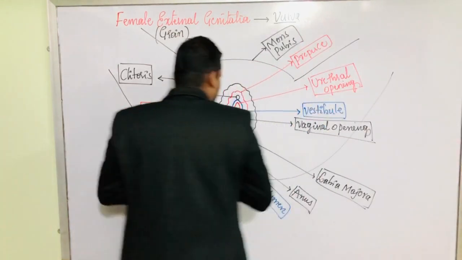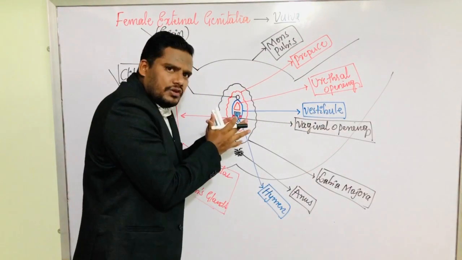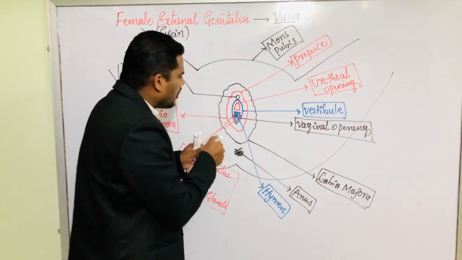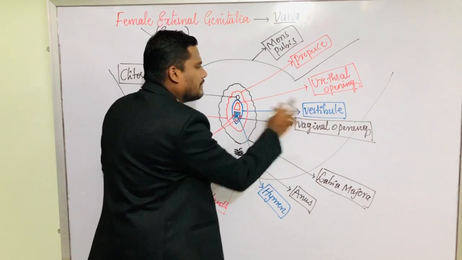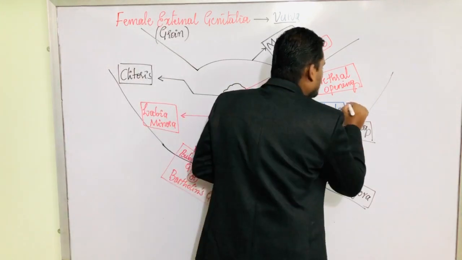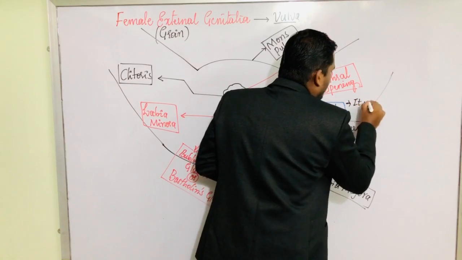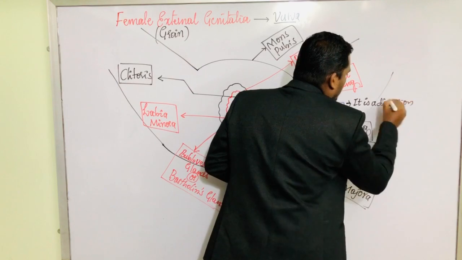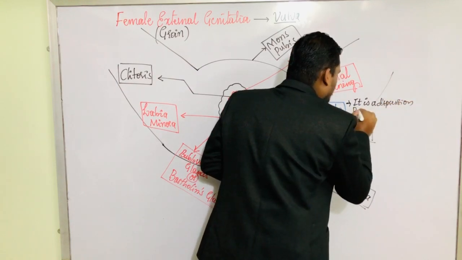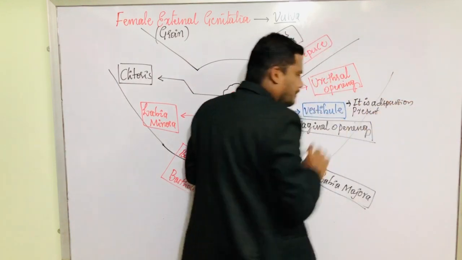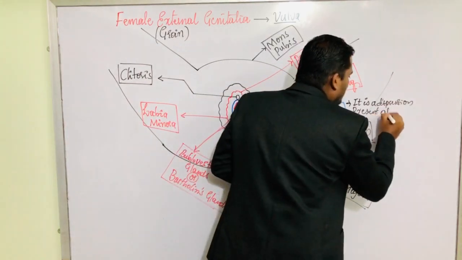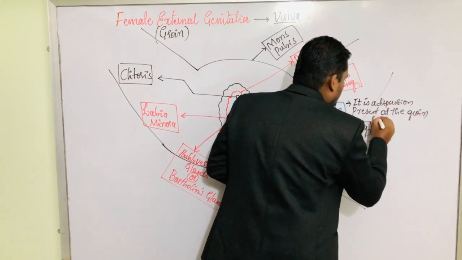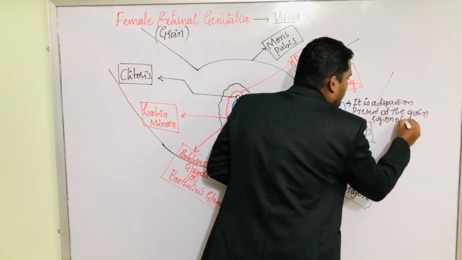As we have discussed earlier, at the groin region of the female, we have a small depression that is nothing but the vestibule. What is the vestibule? It is a depression present at the groin region of females.